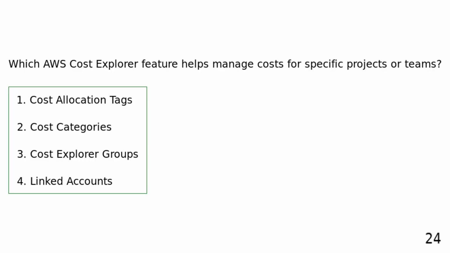Which AWS Cost Explorer feature helps manage costs for specific projects or teams? Cost allocation tags. Cost categories. Cost Explorer groups. Linked accounts.